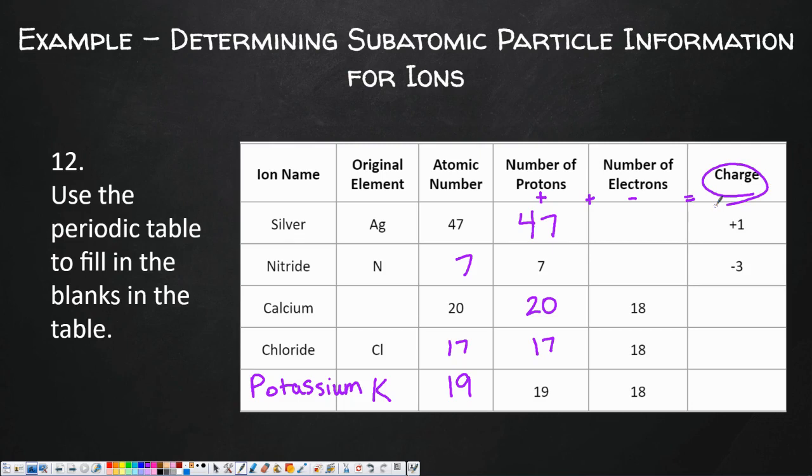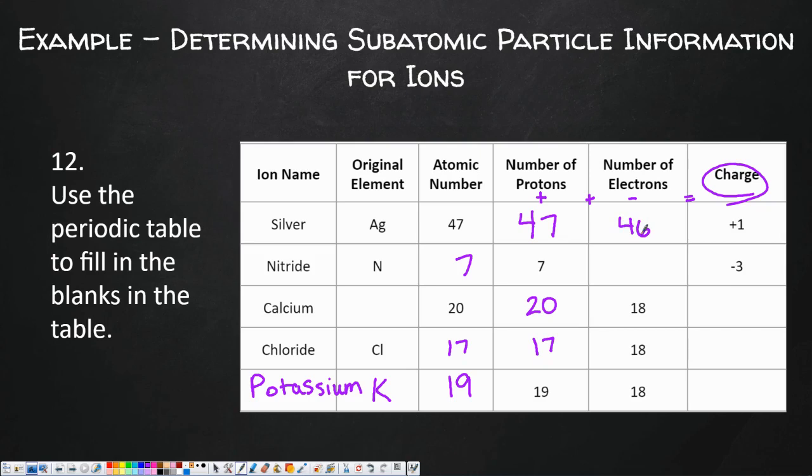So in order to get a charge of +1, do I have to have more protons or more electrons? More protons. How many more protons? One more proton. So the plus or minus is going to be determined by which one I have more of. It will match. And then the number is equal to the difference. So for this one, I needed a difference of 1 positive.